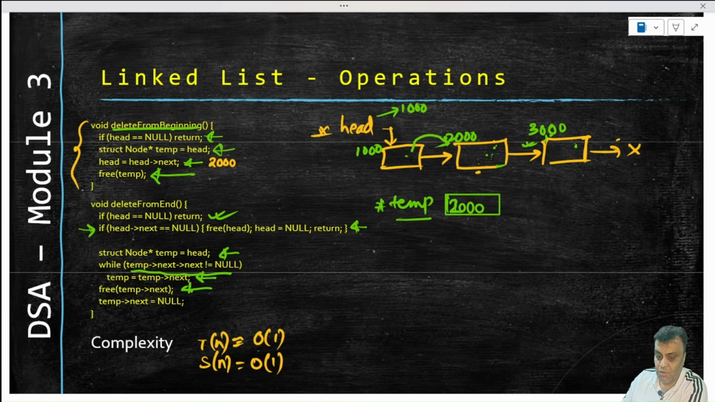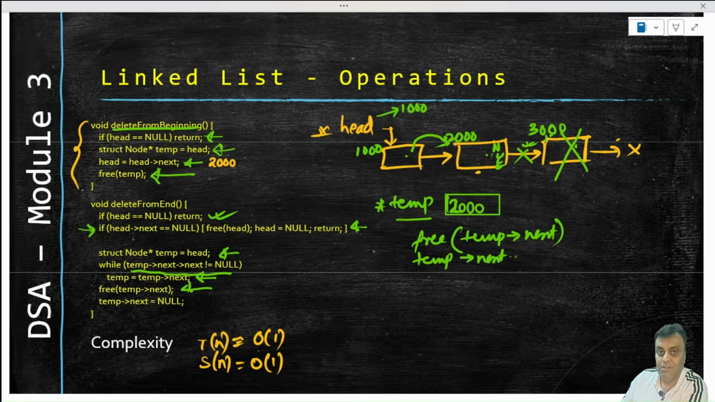When it comes out of the loop, where is temp pointing? 2000. Right? Can I say that I will free wherever temp is pointing, the next node of that? So can I say I will free temp arrow next? Right? Then this node is actually freed. Now all I need to do is make this pointer go away. Temp is at 2000, so I need to just make this null. So therefore we will say temp arrow next equal to null. And that's as easy as that. So we are just removing this pointer with this process.